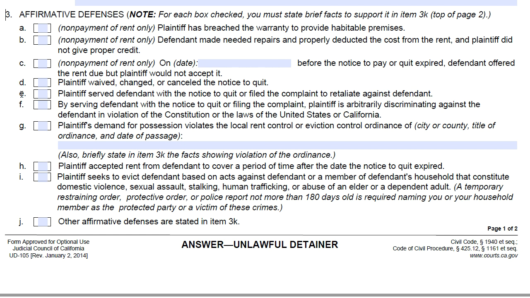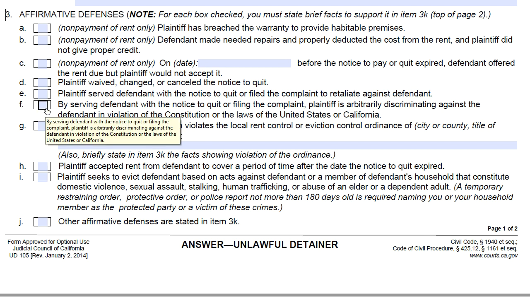Now E, landlord served defendant with a notice to quit to retaliate against you. So if you think that's the case, mark E. You will need to explain what happened, but go ahead and you can use that as a defense.